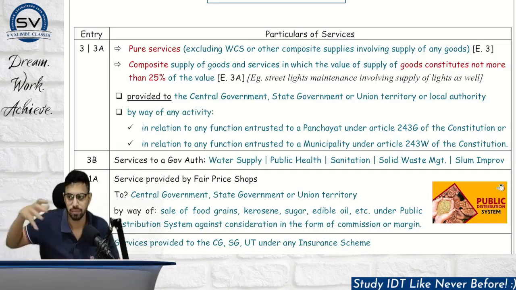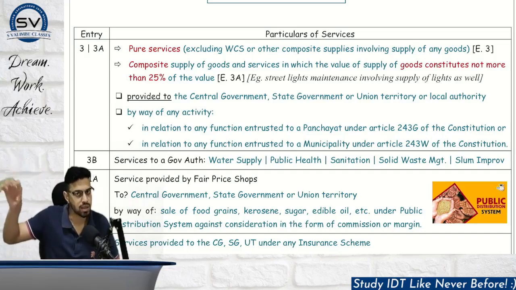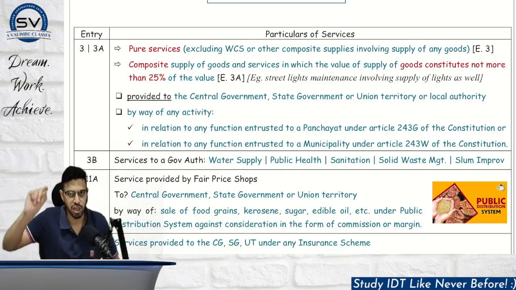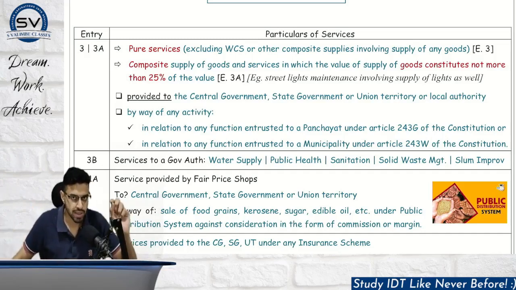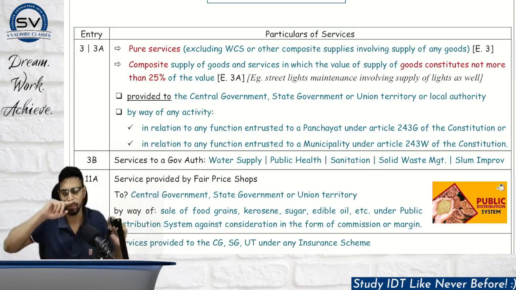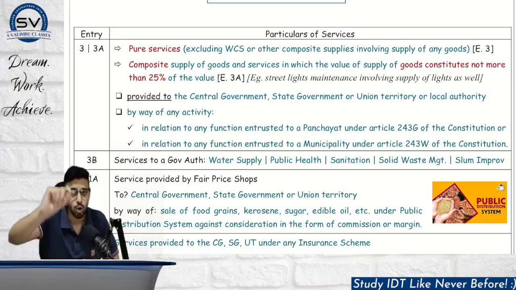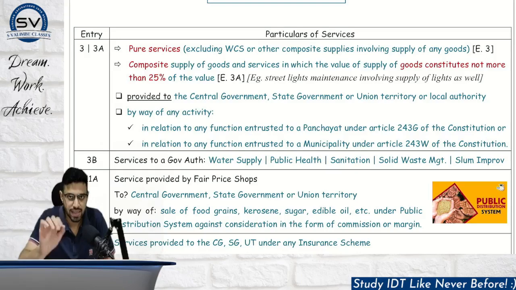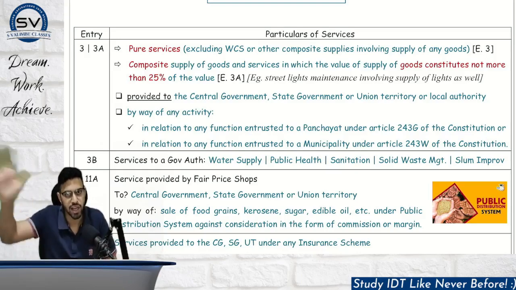So, for example, I am providing a composite supply of goods and services with respect to, let's say, maintenance of street lights. I provide the service of maintenance, plus if any bulb or light is defective, I have to replace it as well. I will charge for that goods. So this is a composite supply. I am providing this to the government, okay, local government. Now, let's say the total value of supply is rupees 100. Exemption will apply if the value of the bulbs, that is the goods, does not exceed rupees 25. If it is 26, exemption withdrawn. On 100, I will charge GST.